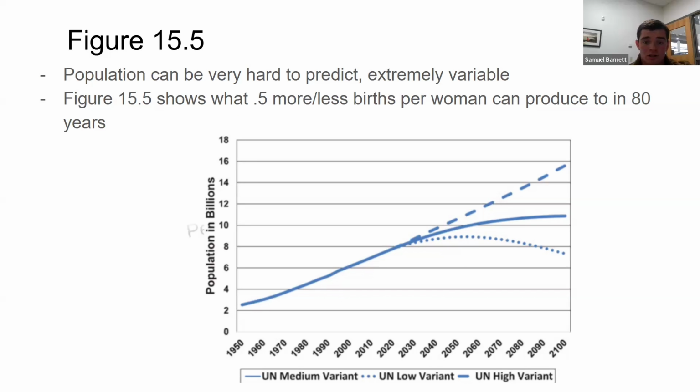Whereas in some lower instances, if we have lower fertility rate, we could actually fall and have our population drop down to about 7.5-ish million people.